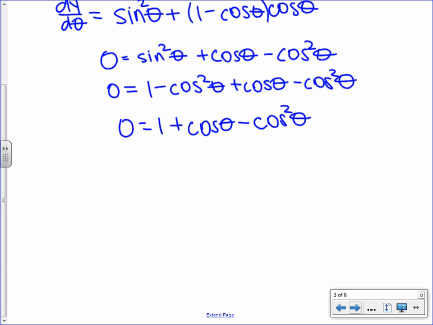Shouldn't it be 2 cosine squared? 2. I meant 2. There's an invisible 2. I saw it. And a silent 2. Okay. Those are very tricky.